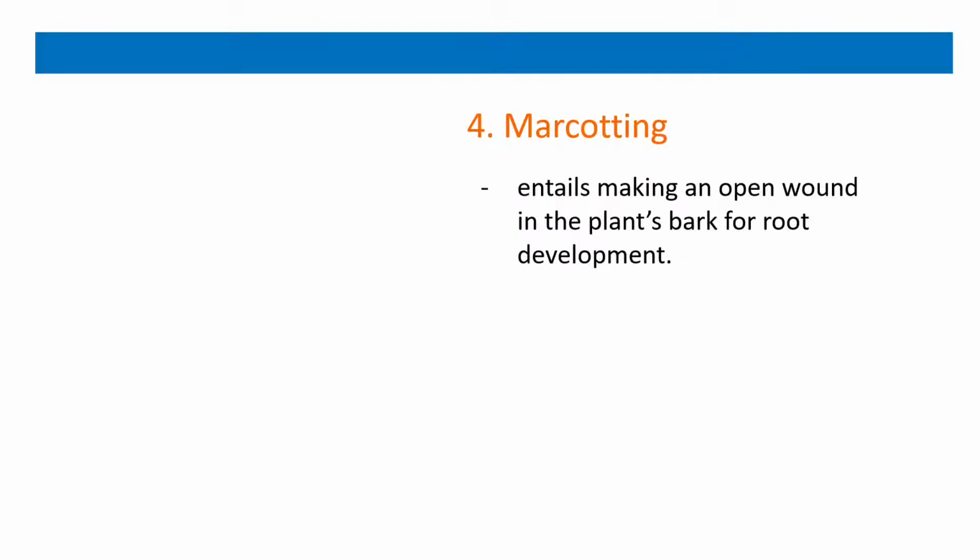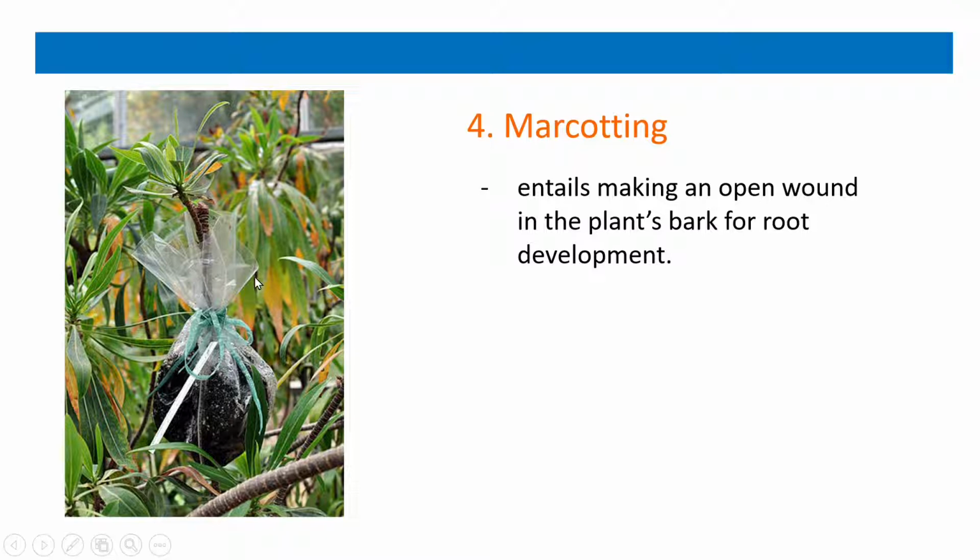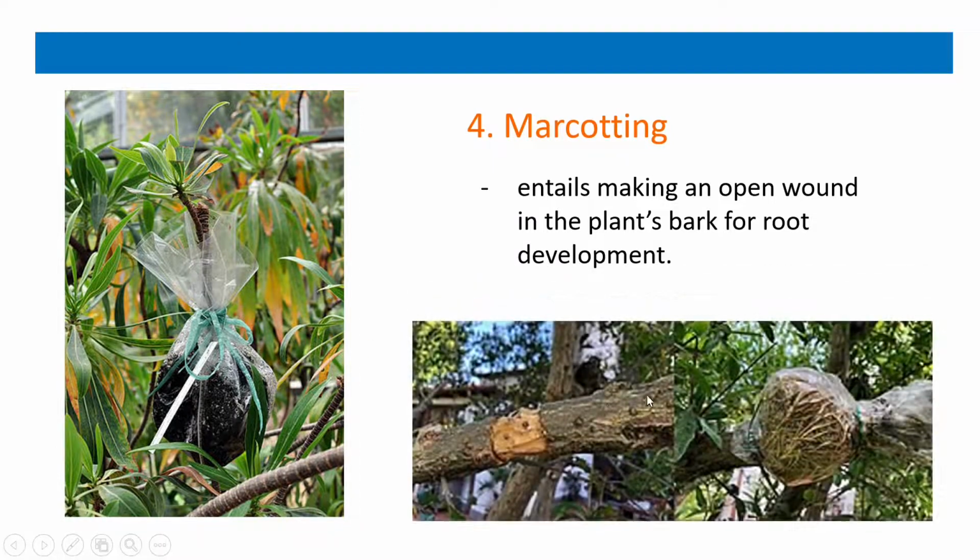The fourth one is called marcotting, also known as air layering, and in this case what you do is that you make an open wound in the plant's bark so that root development will happen. So essentially this is what you're going to be doing. After wounding and removing the bark, you will put some soil or even coconut coir, and then you wrap it in plastic and tie it until root development happens, and that's how you do that.